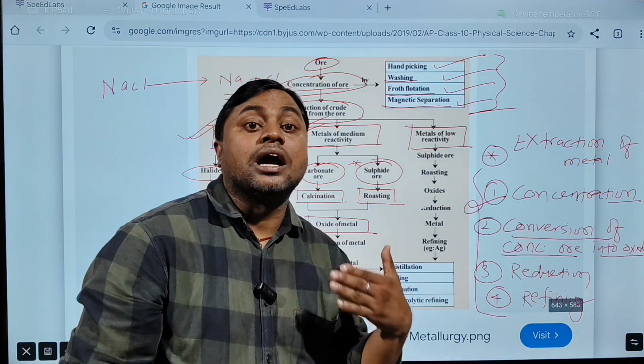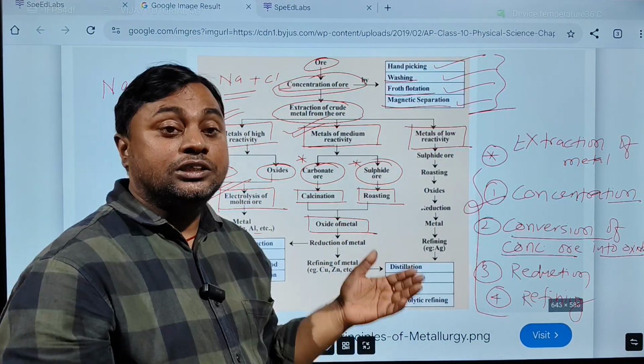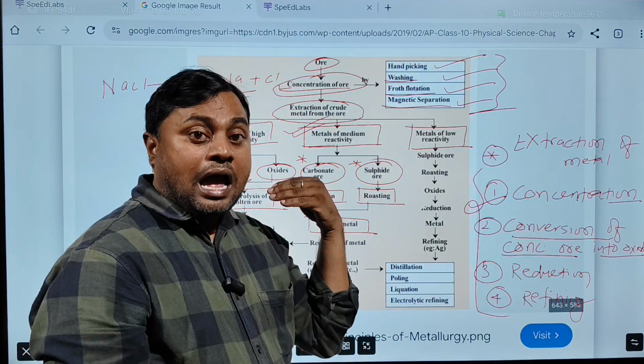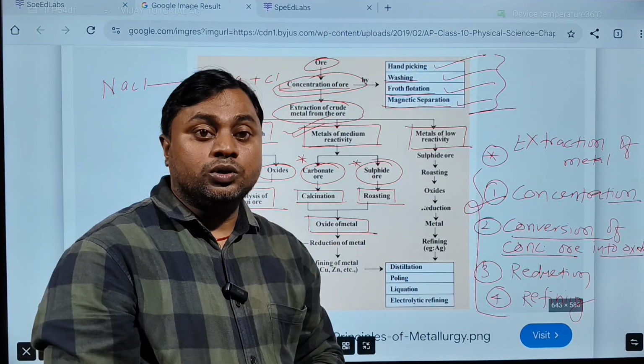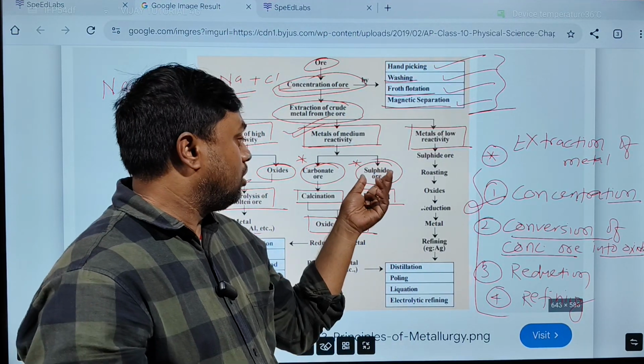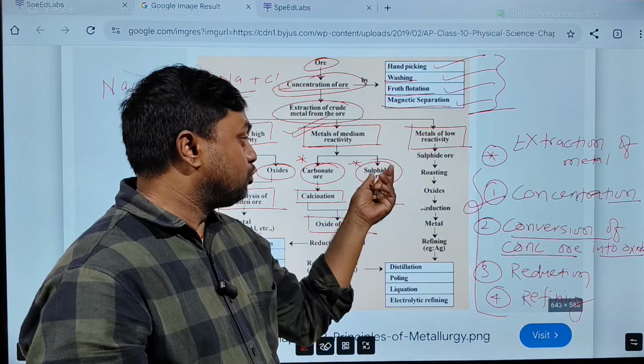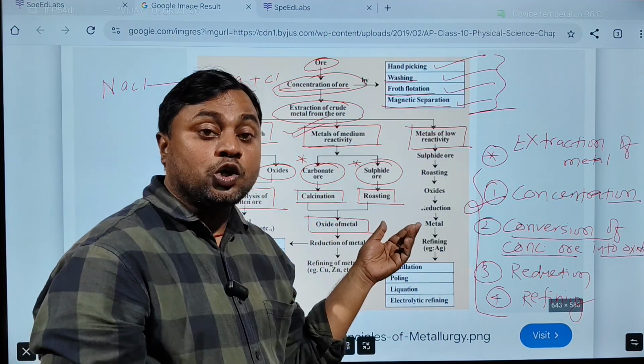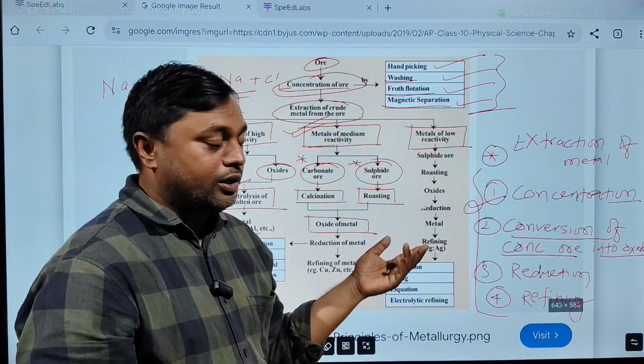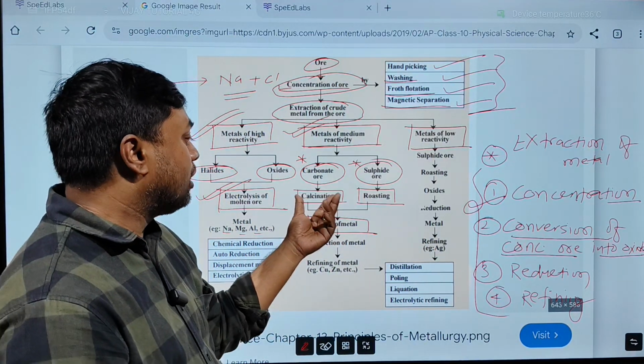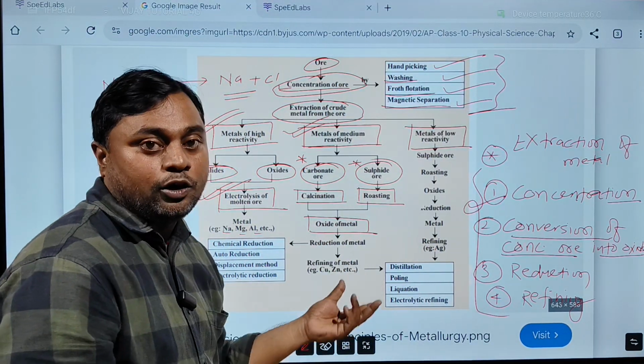Calcination is generally used for carbonate ores. Here the ore is heated strongly in the absence of air, whereas roasting is used for sulfide ores. Here the ore is heated strongly in the presence of air. We will discuss this later. So when we do calcination or roasting, we get the oxide of the metal.